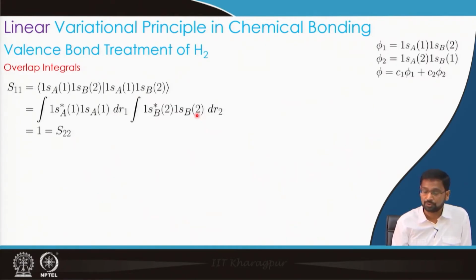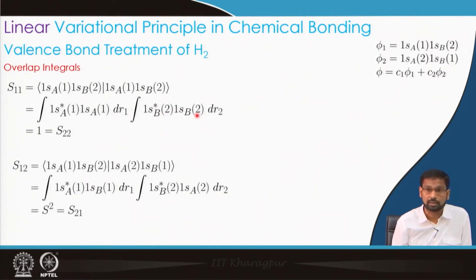Now, what we do is that we would go ahead with the other overlap integral, that is S12, the overlap of phi 1 with phi 2, not with itself. So, now here in S12 I see phi 1 in the bra and phi 2 in the ket. So, overlap of phi 1 and phi 2. Now, again I do the same thing, I collect the terms which are dependent on electron number 1. So, in the bra it is 1sA1, in the ket it is 1sB1. Now, I collect those terms, I write down this integral.